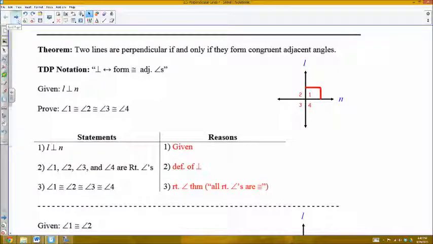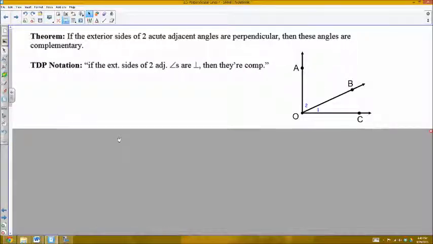The last theorem we're going to talk about in this video is: if the exterior sides of two acute adjacent angles are perpendicular, then these angles are complementary. Recall what it means to be an adjacent angle is an angle which shares a common side. So angle 1 and angle 2 here are said to be adjacent because they share side OB. So that makes them adjacent, sharing a common side.